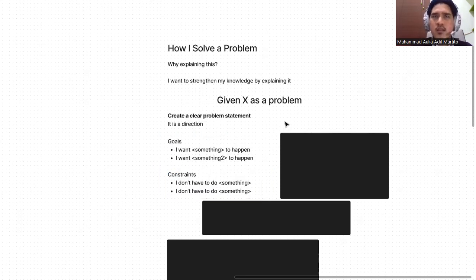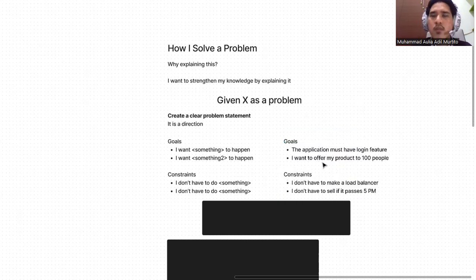Well, at least in my definition, it consists of two things, which are goals and constraints. Goals are the things that we wish to happen, and constraints are the things that we won't do and can't do. For example, the goals are: the application must have a login feature, and also, I want to offer my product to 100 people. So look here, these are things that I wish to happen. And yeah, I think it is clear enough.